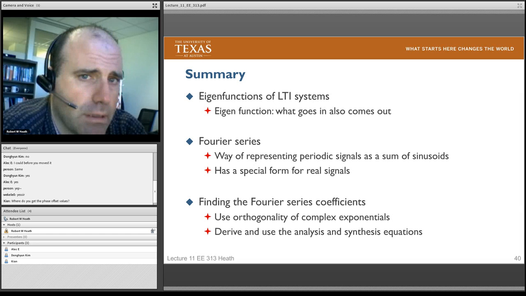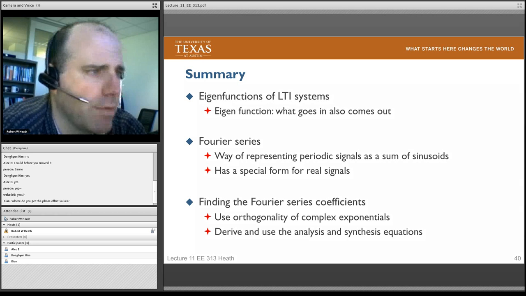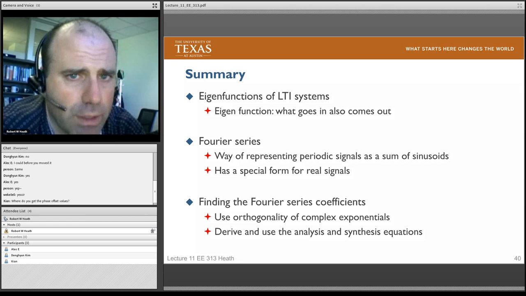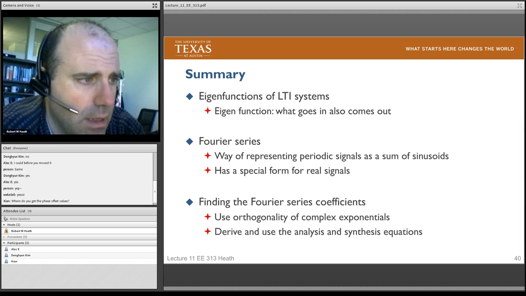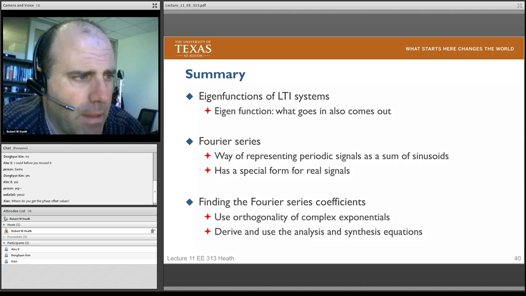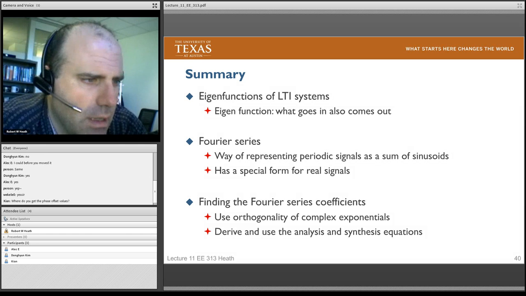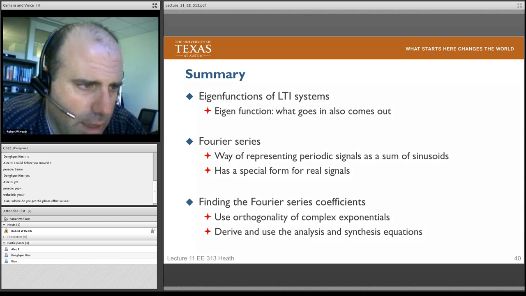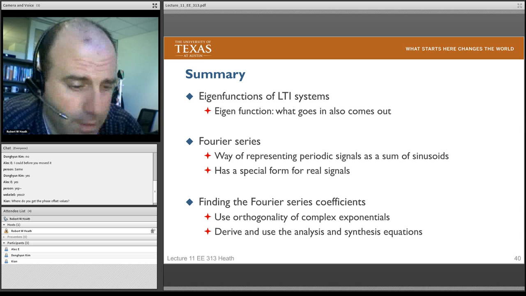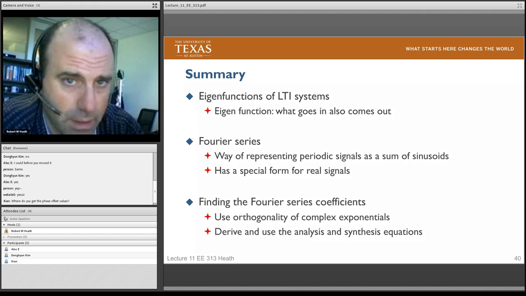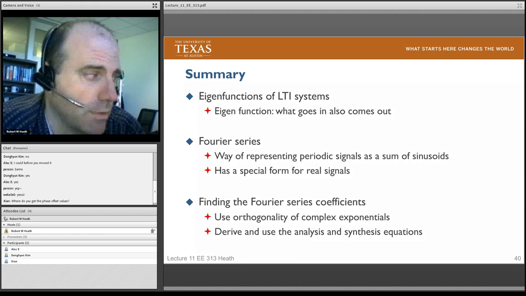All right, so to summarize, eigenfunctions of LTI systems. An eigenfunction is basically a function that goes in and comes out untouched, except for a gain and phase shift. The Fourier series is a way of representing periodic signals as a sum of complex sinusoids, and it has a functional form for real signals in terms of sines and cosines. To find the Fourier series coefficients, we use the orthogonality of complex exponentials, and you should be able to derive and use both the analysis and synthesis equations. Sometimes you'll be given the Fourier series coefficients and have to compute the periodic signal, and other times you'll be given a periodic signal and have to compute the coefficients.